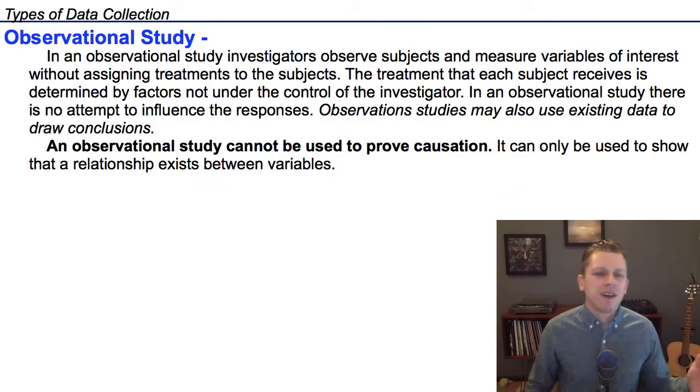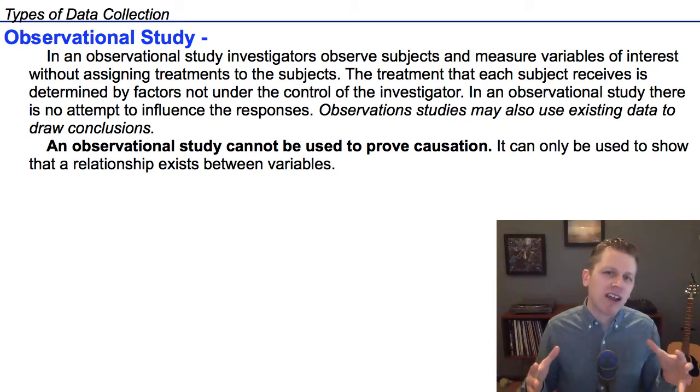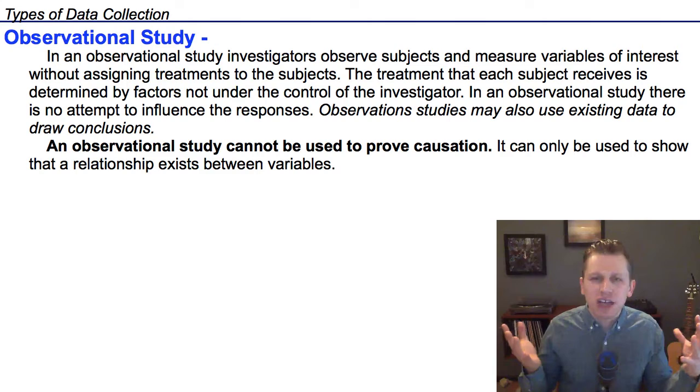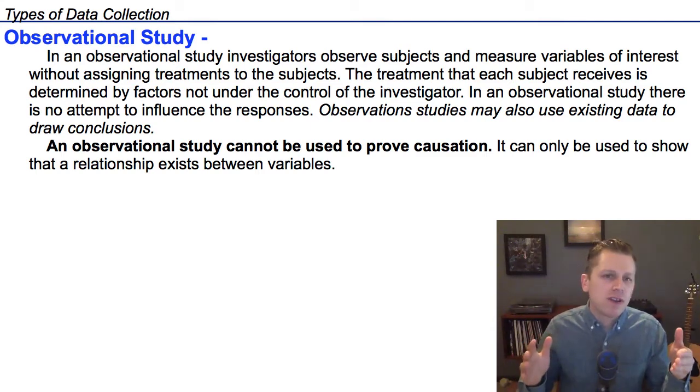First thing we want to define is what is an observational study. An observational study is just what it sounds like. It's a study where investigators are just doing observations. They're not really setting this up. They're kind of just walking into a scenario and observing things that are going on and trying to draw some type of conclusions. We can use existing data, meaning it doesn't have to be observed live in an observational study, but either way when we do this, we cannot prove causation.